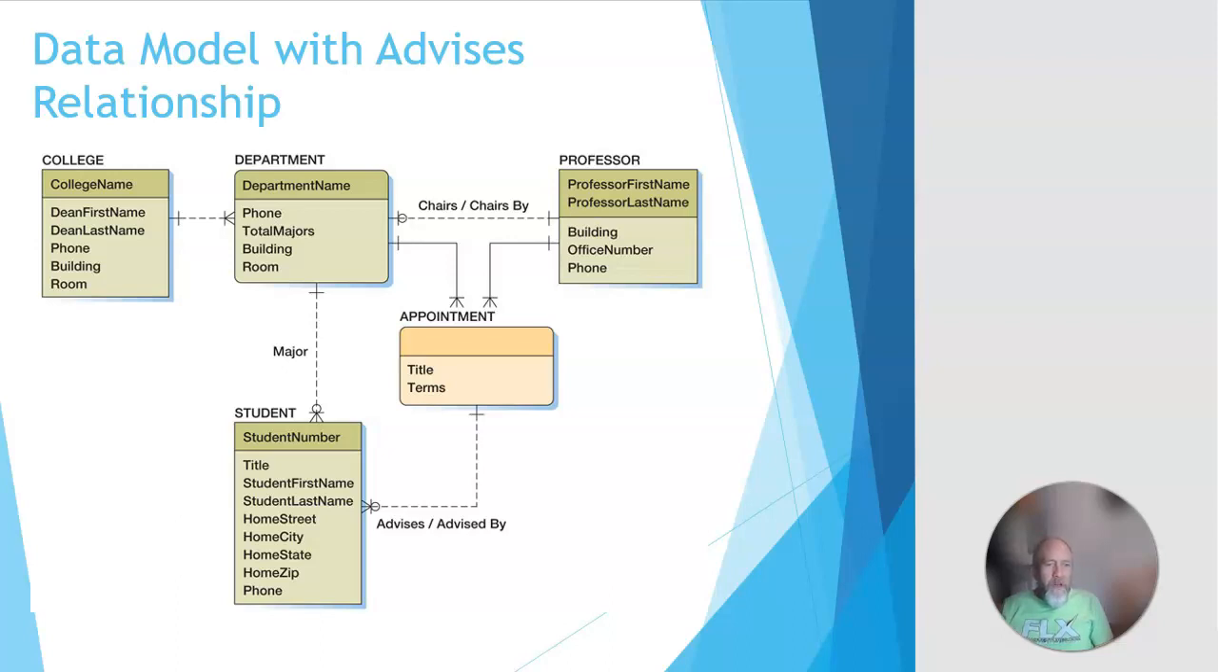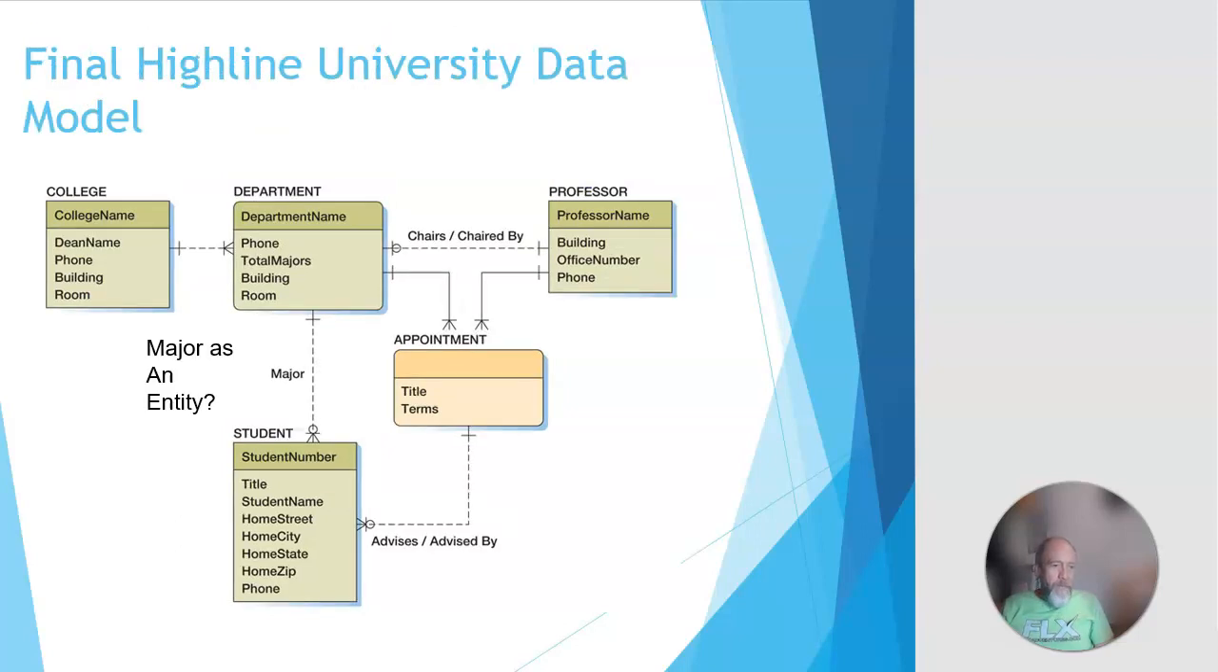But notice that there was a relationship in that letter. We have that relationship, advises or advised by. So the appointment to the professor to the student gives you a relationship. An appointment from a professor would be advising an appointment to a student, and you can model that again with another relationship here.